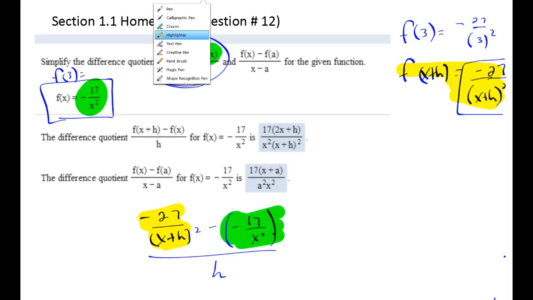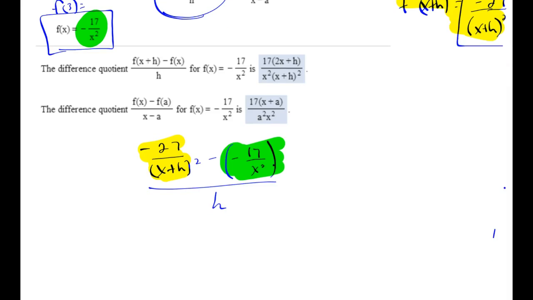So the rest of this is algebra. I've got to find common denominators. Two negatives create a positive, so I'm going to rewrite this as negative 17 over x plus h quantity squared plus 17 over x squared. One thing that might be helpful, instead of having a compound fraction, I'll set aside the divide by h out here, and instead of dividing by a fraction, I'll multiply by the reciprocal in just a moment.